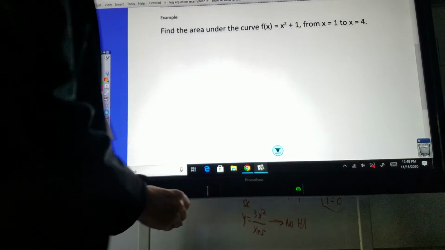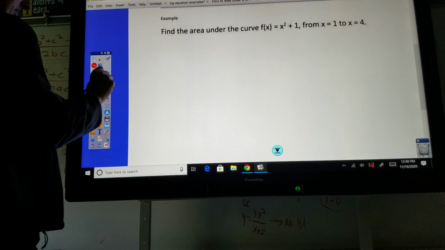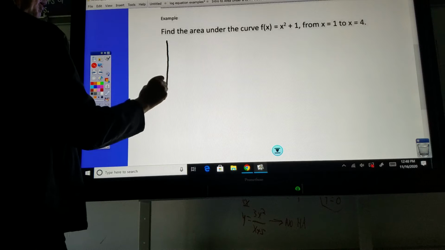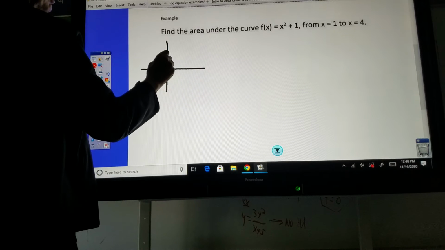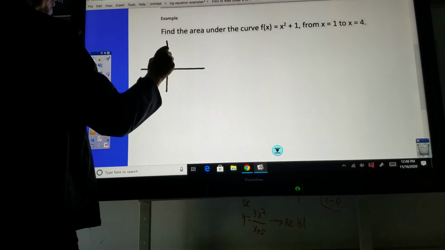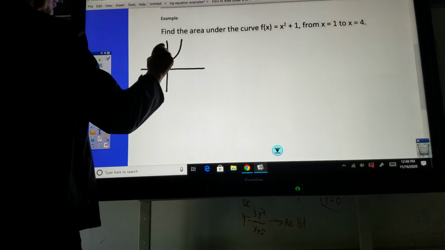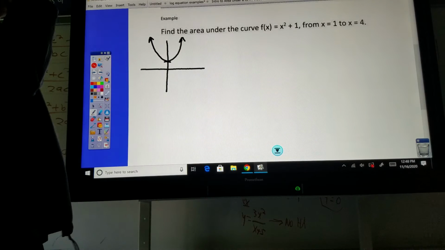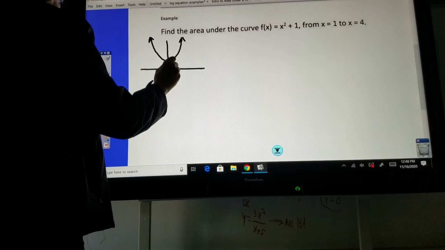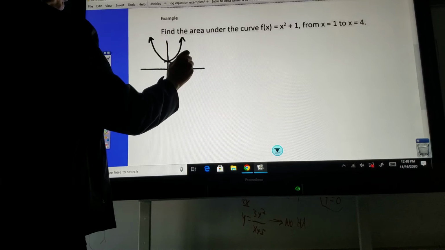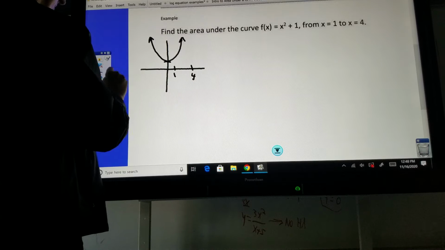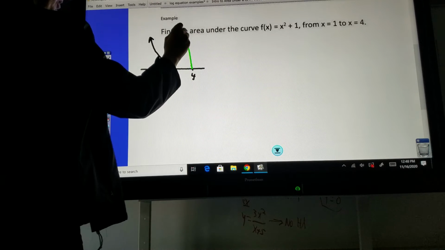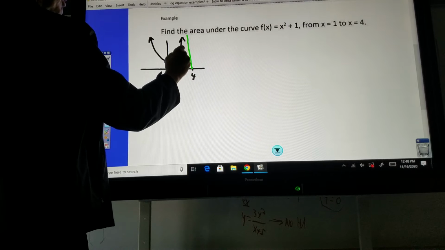So they want us to find the area under the curve x squared plus 1. We know what that looks like. That's just a basic old parabola. It starts here at 1, and we know it looks like this. All right, there's our function. And they want us to find the area from x equals 1 through x equals 4. So there's some area underneath here. I don't know how high up this goes. They want us to find this area here.